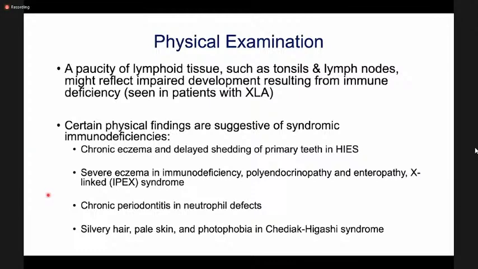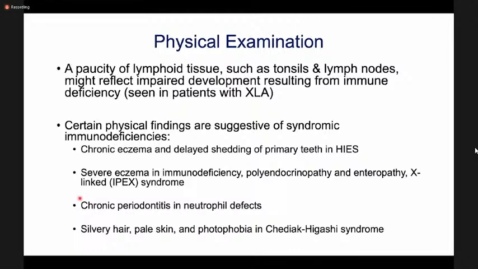I've talked about the syndromic features, for example, chronic eczema and delayed shedding of primary teeth in hyper IgE syndrome. And then some of the syndromes like IPEX syndrome, which would present, for example, if they're having autoimmunity involving the endocrine organs, usually it should be more than one endocrine organ. Those with neutrophil defects will tend to have chronic periodontitis.